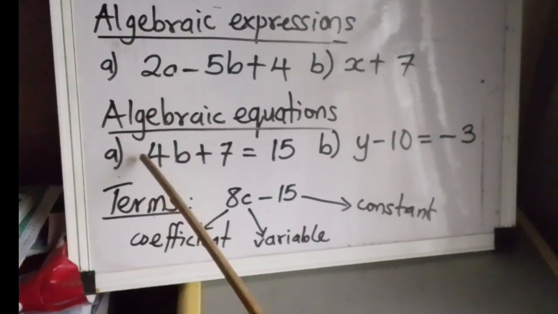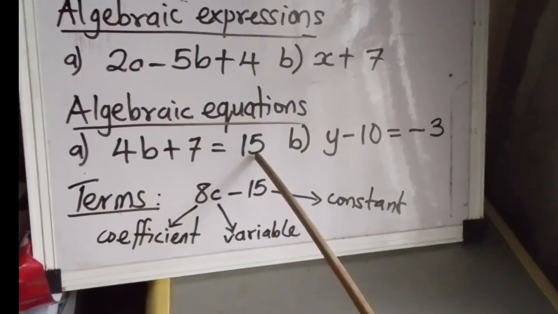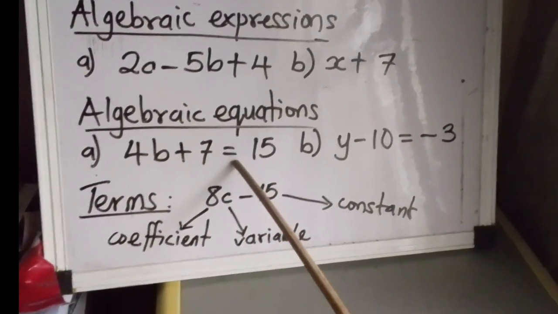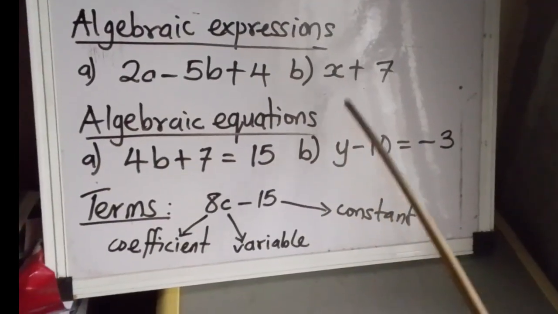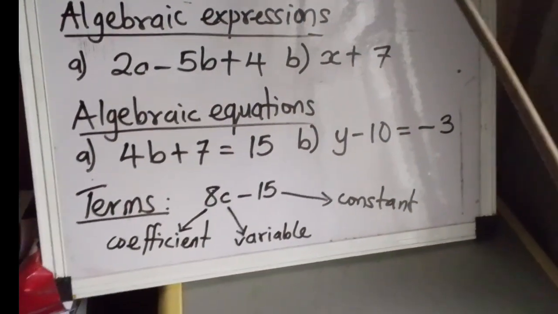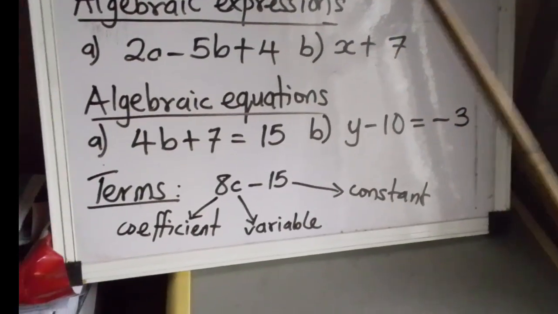Look at this: 4b plus 7 equals 15. The difference here is that there's an equality sign. And anytime you see anything that has an equality sign, there are two sides to it, this equals this. That particular thing is an equation.